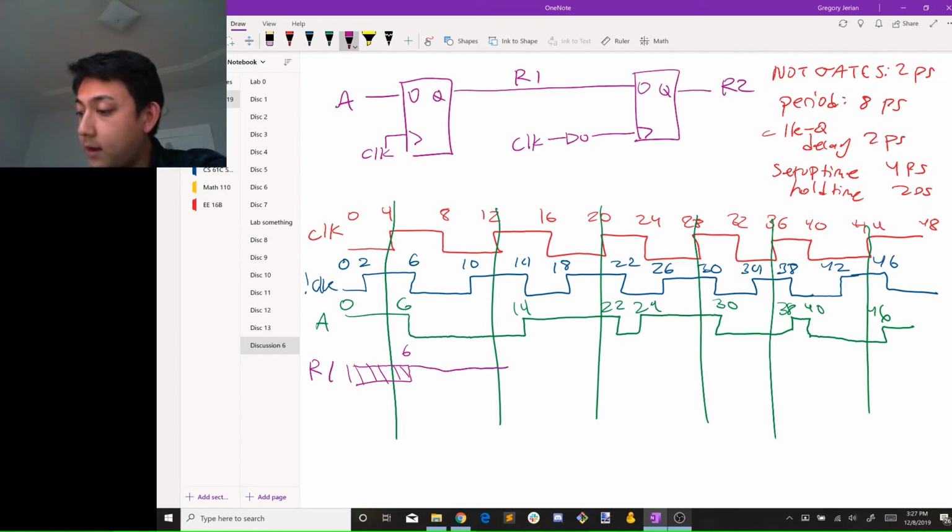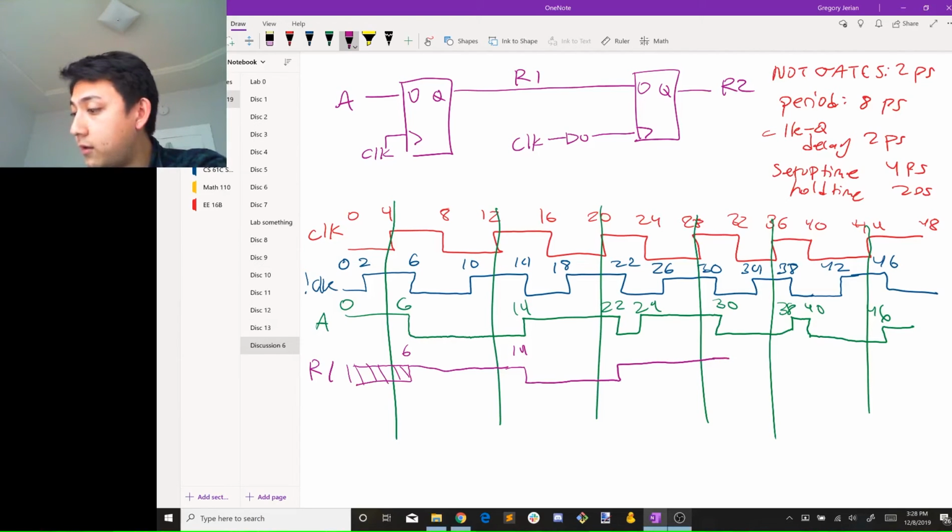Okay. Now high has been propagated all the way until 14, and we notice once again that the constraints are not violated, so we are going to propagate low from A down here, and now we're going to propagate high from A. Once again, we propagate high from A. Now we propagate low from A, and once again, we propagate low from A. So that's what our final waveform looks like.